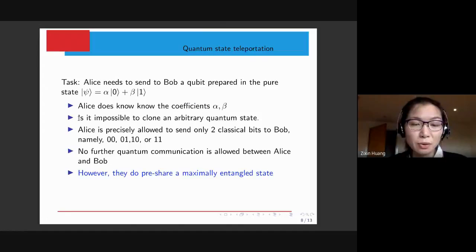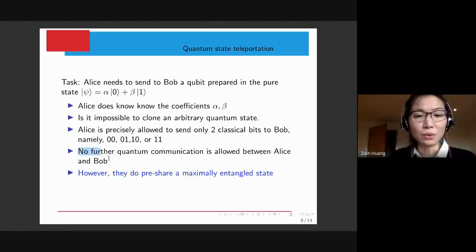Now, we've seen before that it's actually impossible to clone an arbitrary quantum state. So we allow Alice to send precisely 2 classical bits to Bob, so 00, 01, 10, 11. We've seen this before, as in dense coding. However, we are not going to allow further quantum communication between Alice and Bob. So Alice is actually not allowed to send the state directly to Bob.